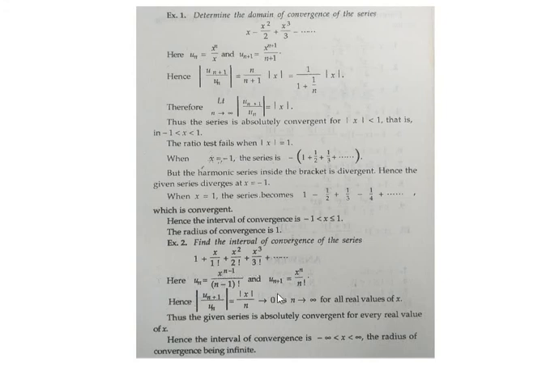Similarly, here we have used the ratio test, and this ratio test gives that the ratio is tending to 0 when n tends to infinity for all real values of x. Thus, the given series is absolutely convergent for every real value of x. Hence, the interval of convergence will be: if it is convergent for every real value of x, then it is convergent for x belonging to the real line R, that is, minus infinity less than x less than infinity.